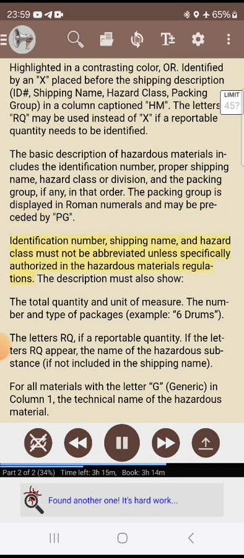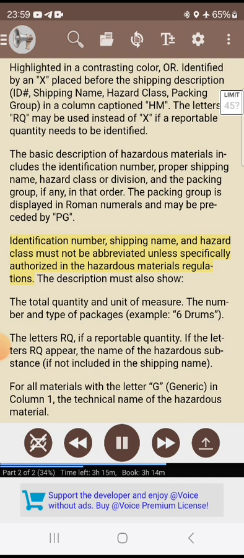Identification number, shipping name, and hazard class must not be abbreviated unless specifically authorized in the hazardous materials regulations. The description must also show the total quantity and unit of measure, the number and type of packages, for example, 6 drums. The letters RQ, if a reportable quantity. If the letters RQ appear, the name of the hazardous substance, if not included in the shipping name. For all materials with the letter G, generic, in column 1, the technical name of the hazardous material.